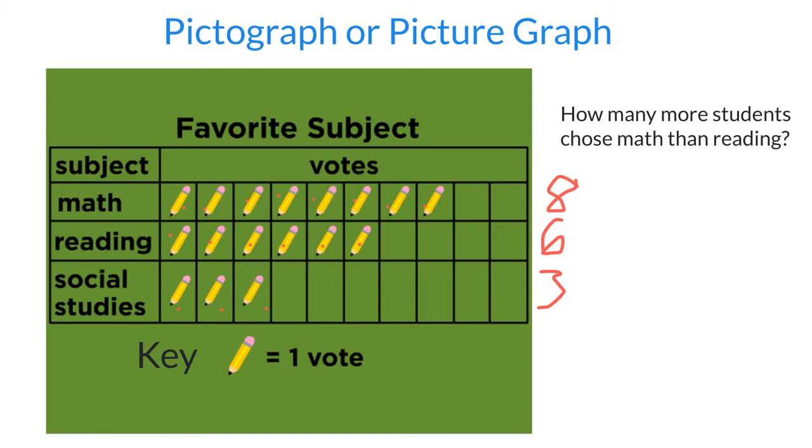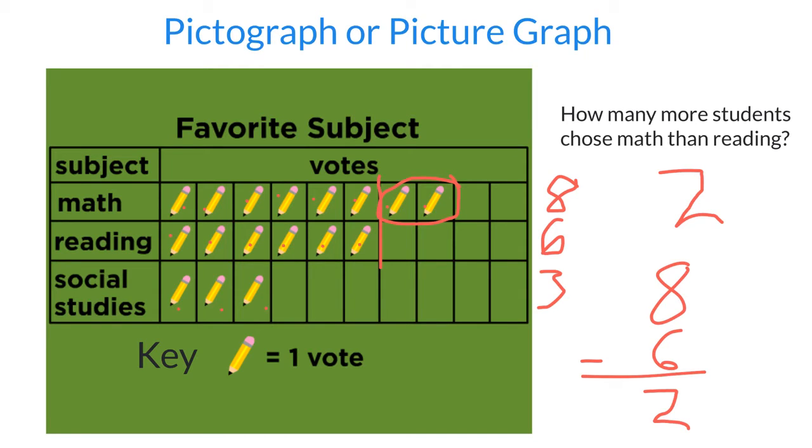Now looking at the question, how many more students chose math than reading? For this, there's a few ways to do it. We could do the 8 minus 6 to get the answer, or as we did with bar graphs, we can see the line where it stops and then see how many extra votes were there. So the answer to this one would be 2. Or you could simply do 8 minus 6 to equal 2 if you like doing it with the number sentence.